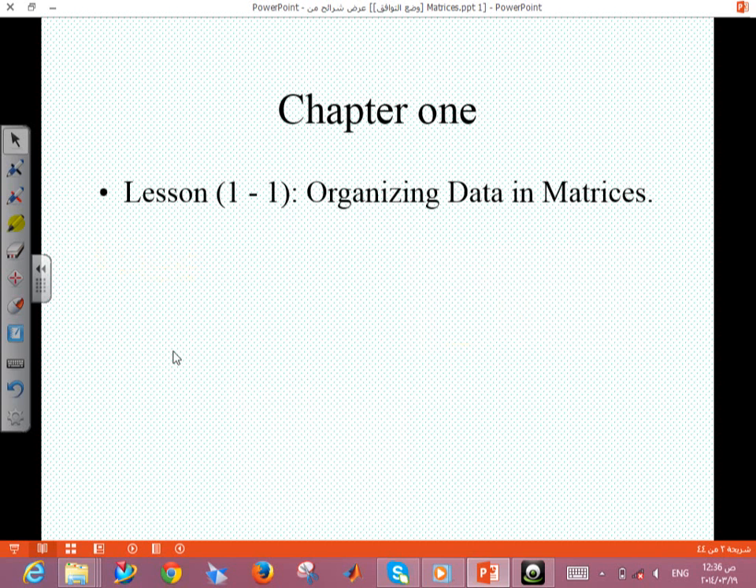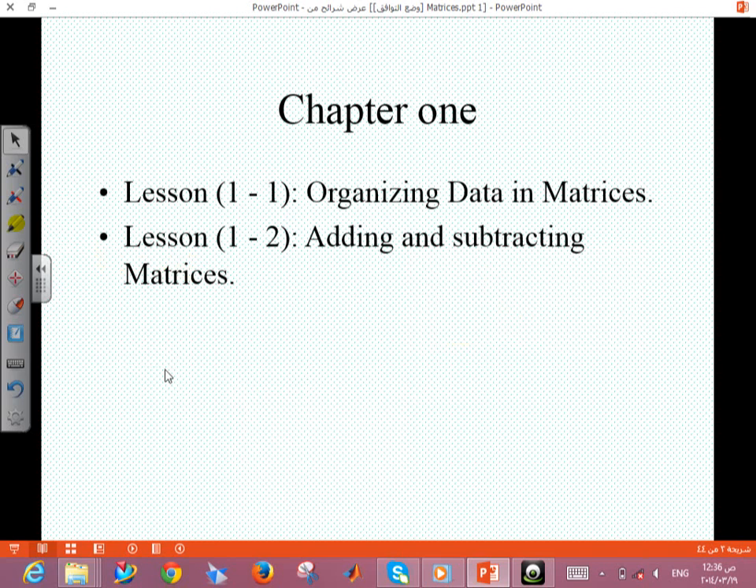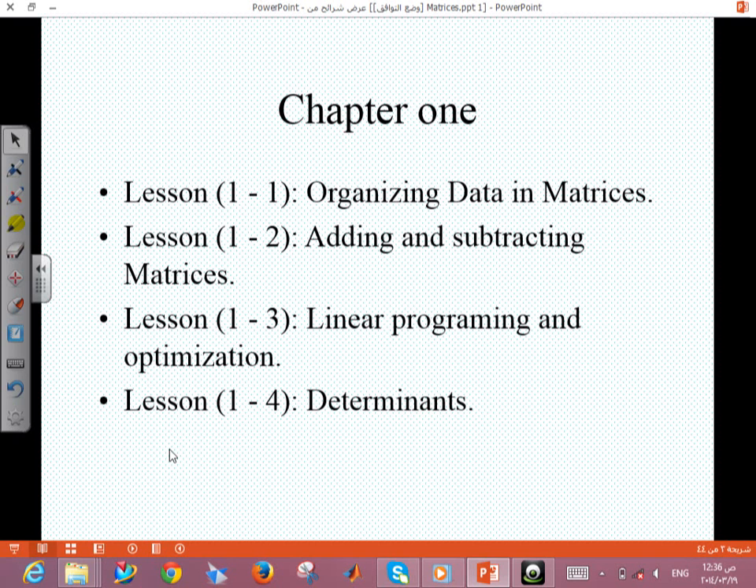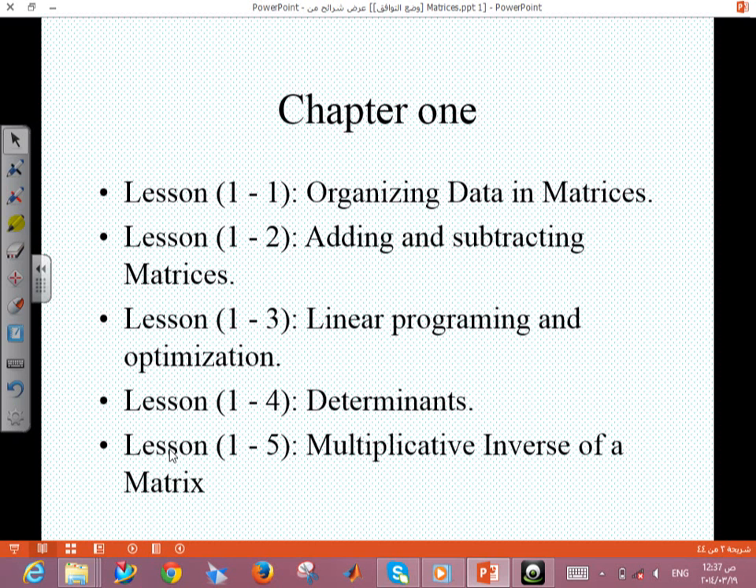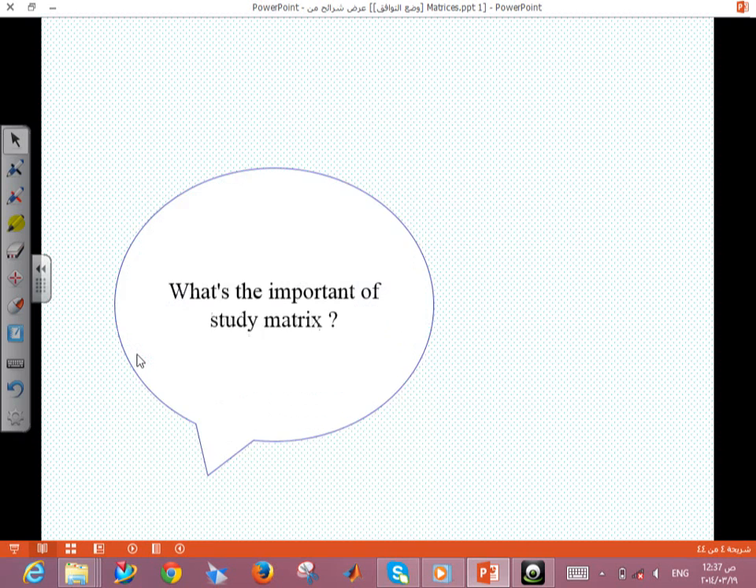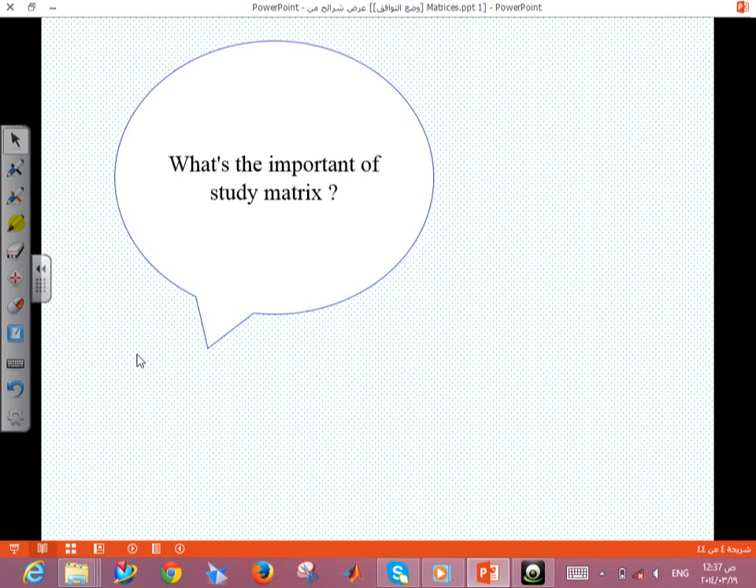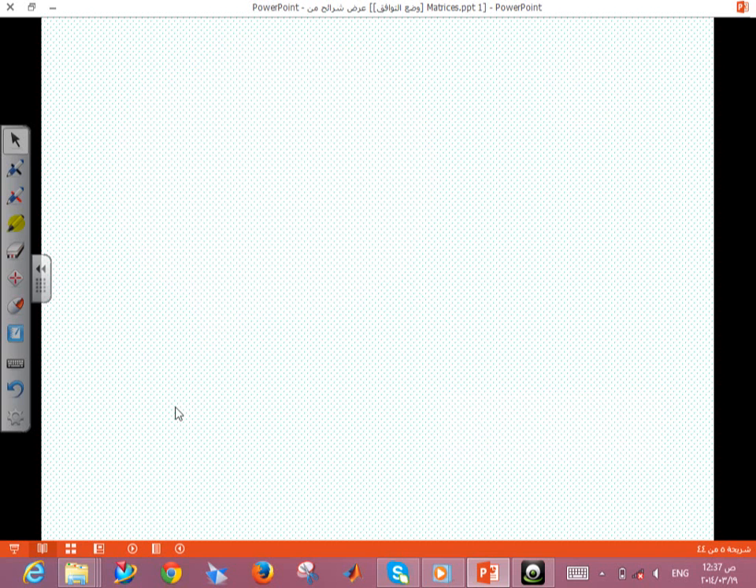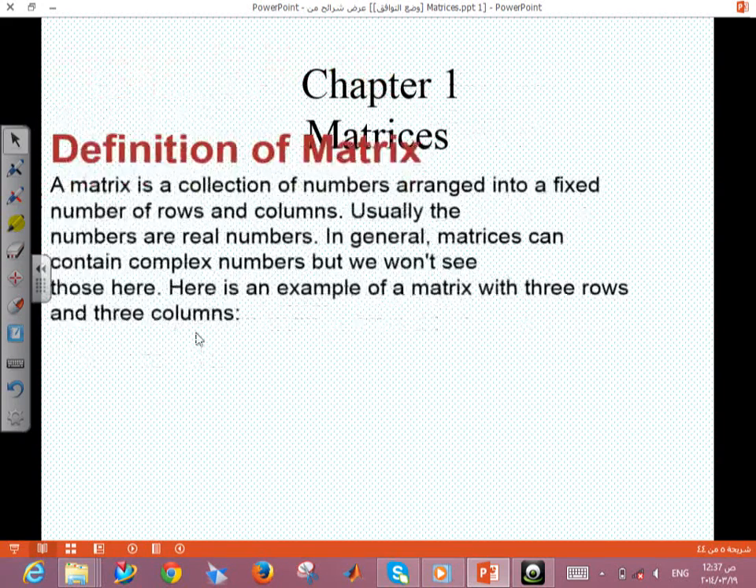Chapter 1 talks about organizing data in a matrix, adding and subtracting matrices, linear programming and optimization, determinant, and multiplicative inverse of a matrix. What is the importance of studying matrices? That is a report. We take it as a report to know what is the importance of the matrix. Okay. Let's talk about matrices.